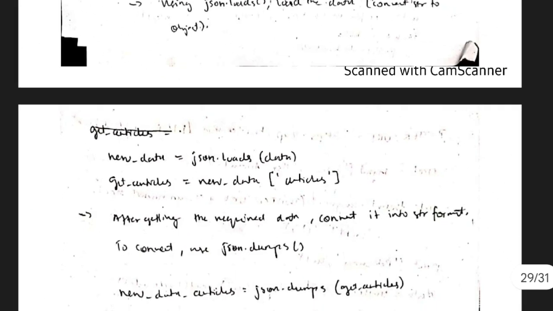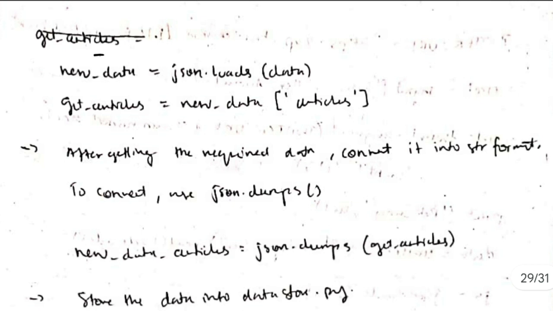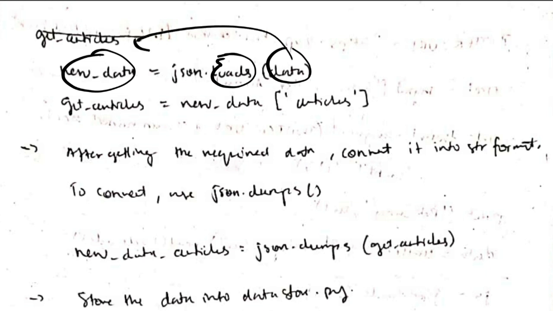That we will do by json.loads. Okay, so the new data will be stored using json.loads. By using that function, we will convert the data from the object to the string type, and then we will be storing the string data in get articles.